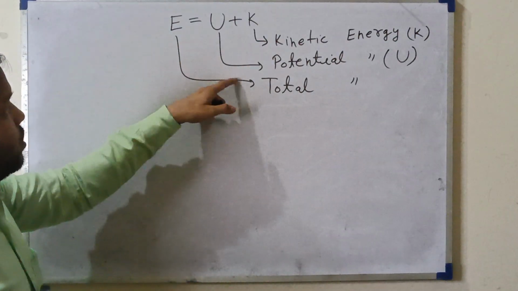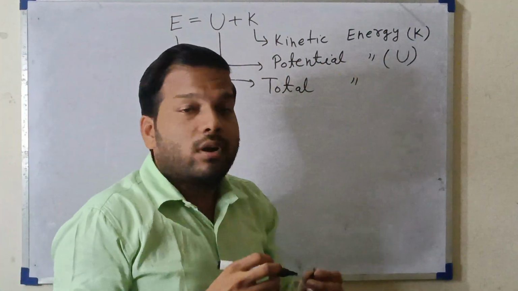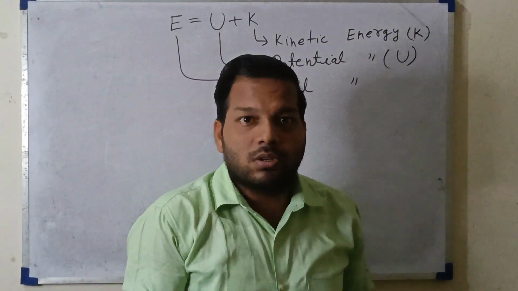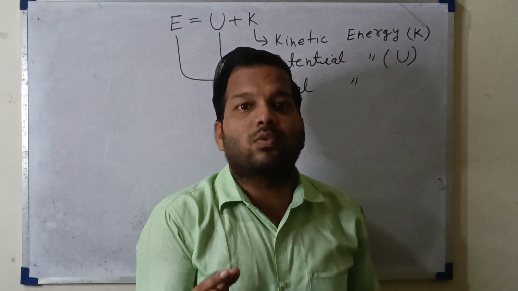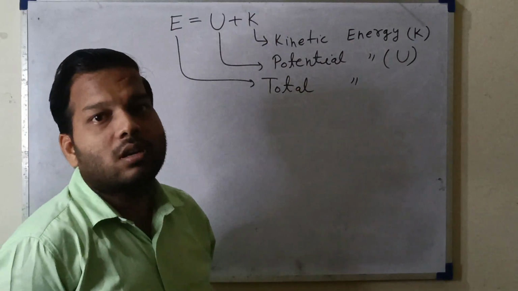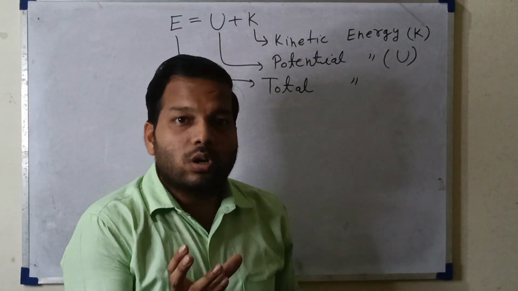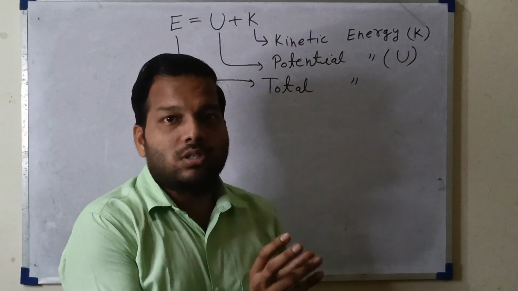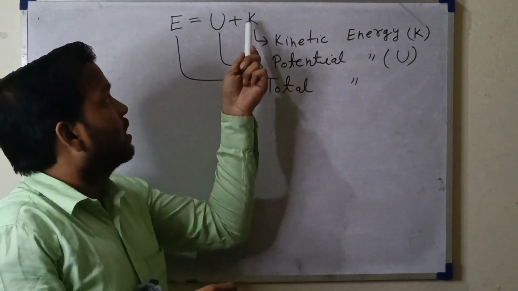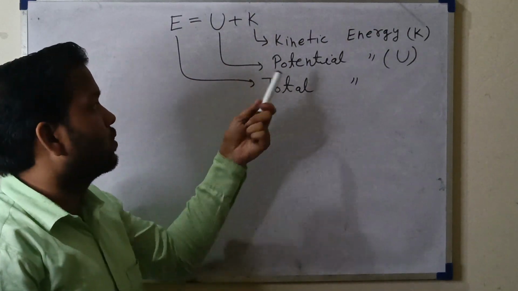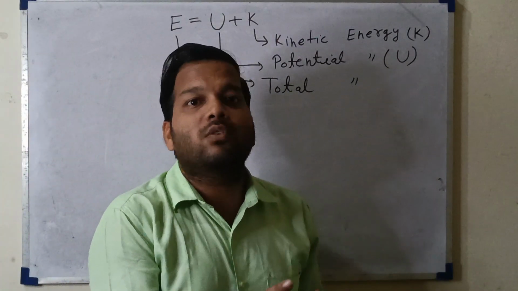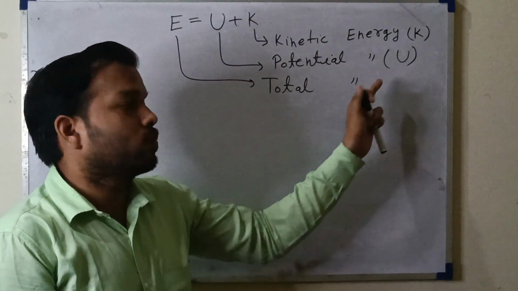Okay, potential, kinetic. What do you mean by kinetic energy? The energy stored in an object due to its motion, its velocity, its speed is known as kinetic energy. I repeat, the energy stored in an object due to its velocity, speed, motion is known as K. What about U? The energy stored in an object due to its position or deformation is known as U.